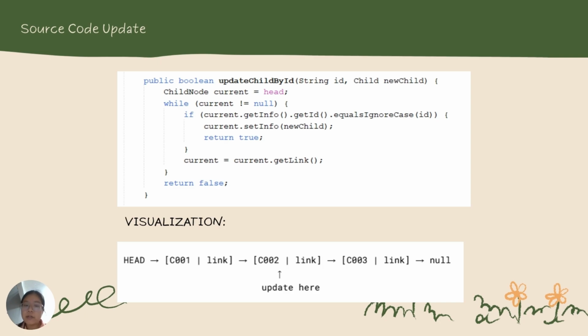First, child node current equals head means that we start traversal from the head of the list by pointing current to the head node. While current is not null means that we keep moving node by node until current is null, meaning it has already reached the end of the list.